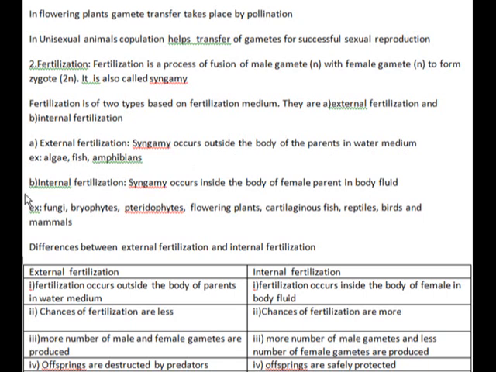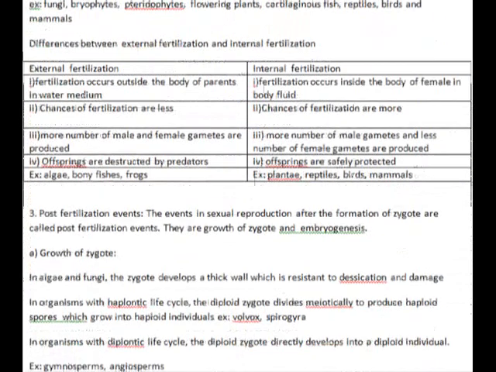If I take the internal fertilization, here the syngamy or fertilization takes place inside the body of the female parent in the body fluids. It is very common in higher plants and higher animals. So it is also possible in fungi, bryophytes, pteridophytes, flowering plants, and higher animals. So these are the types of fertilization based on the medium in which it occurs, external and internal.